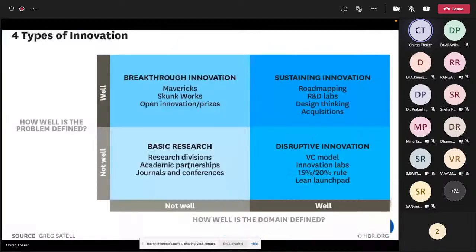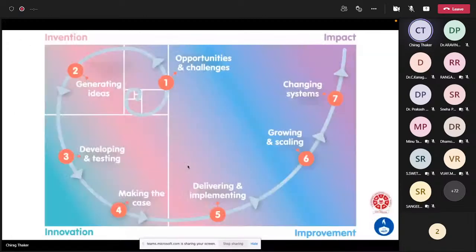So there are 4 types of innovation: breakthrough innovation, sustaining innovation, disruptive innovation, and basic research. Research divisions and academic partnerships are all about basic research, and breakthrough is all about very bold ideas. So invention, innovation, improvement, and impact. These 4 I's, just try to understand.